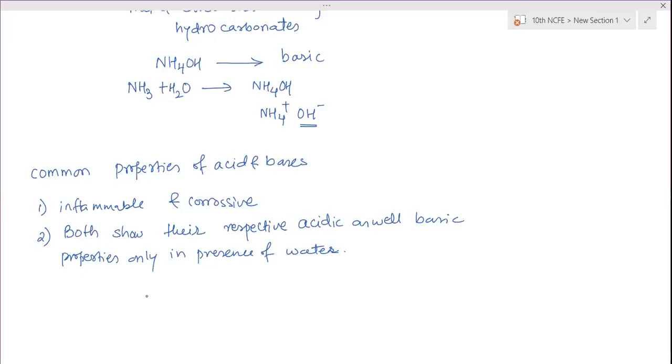Ma'am, can you repeat the last one? What will you observe when you test the gas with dry and wet litmus papers? Dry and wet litmus papers. Thank you, ma'am.